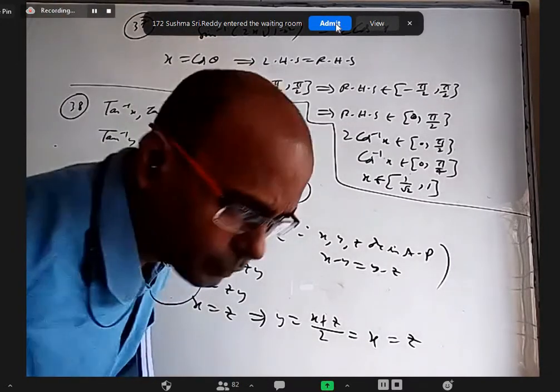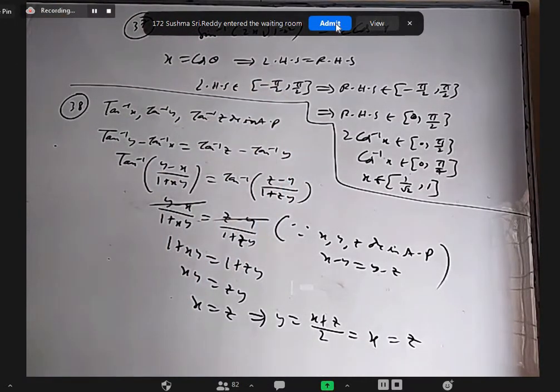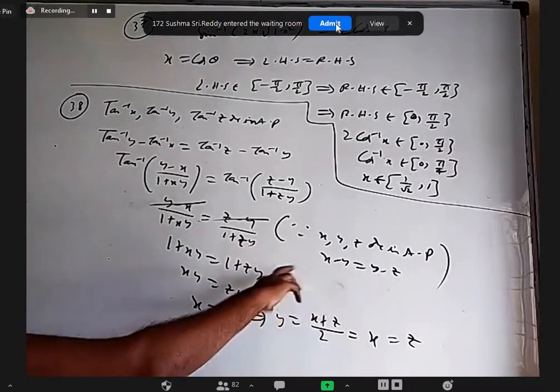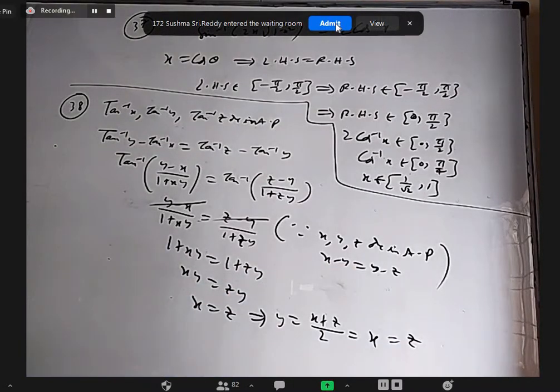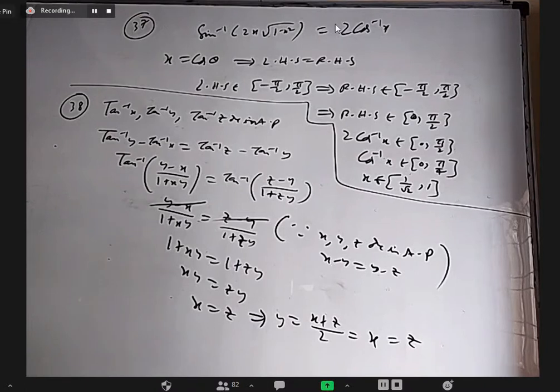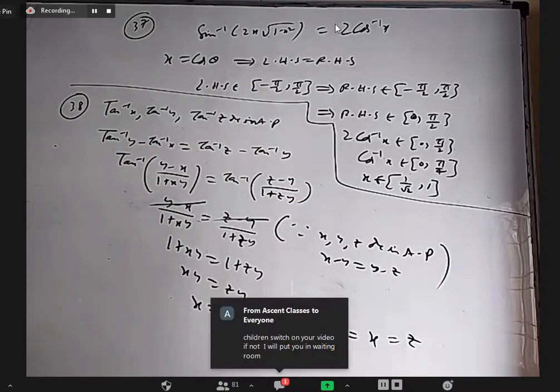Sir, so y minus x equals y minus z, sir. No. y minus x equal to z minus y. You can multiply by minus, the same thing will come, right? Yes, sir. Okay, so x equal to y equal to z.